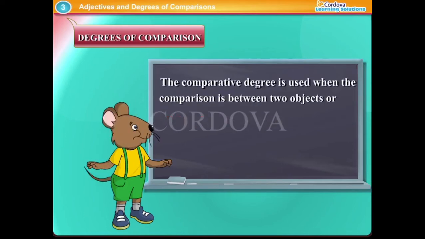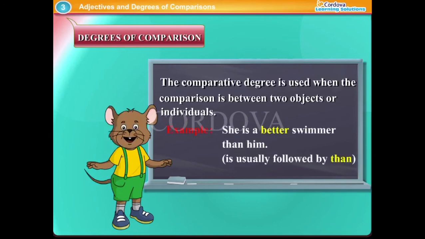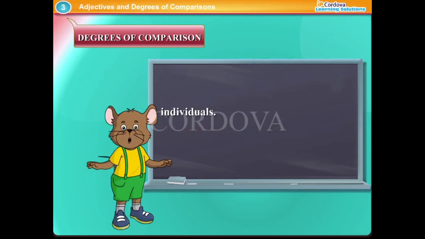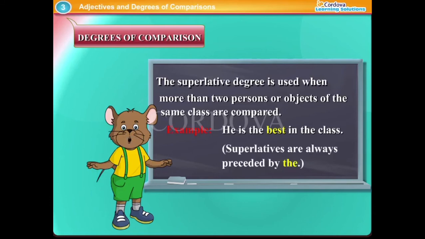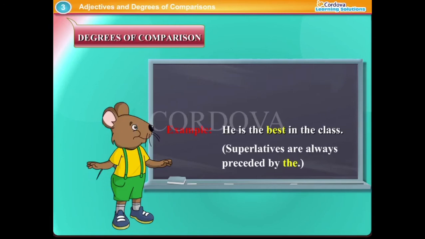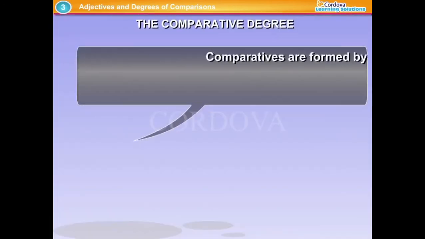The comparative degree is used when the comparison is between 2 objects or individuals. Example: she is a better swimmer than him. It is usually followed by than. The superlative degree is used when more than 2 persons or objects of the same class are compared. Example: he is the best in the class. Superlatives are always preceded by the comparative degree.